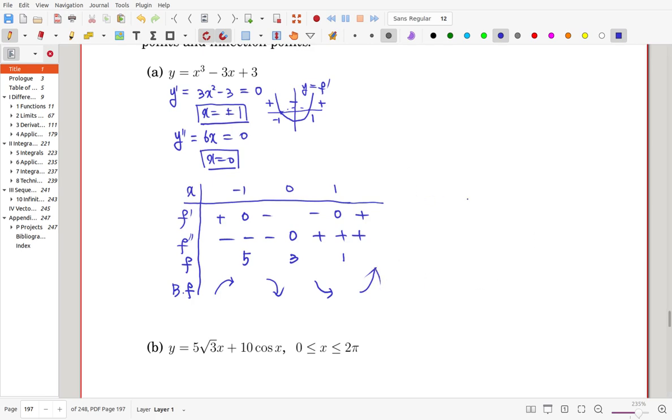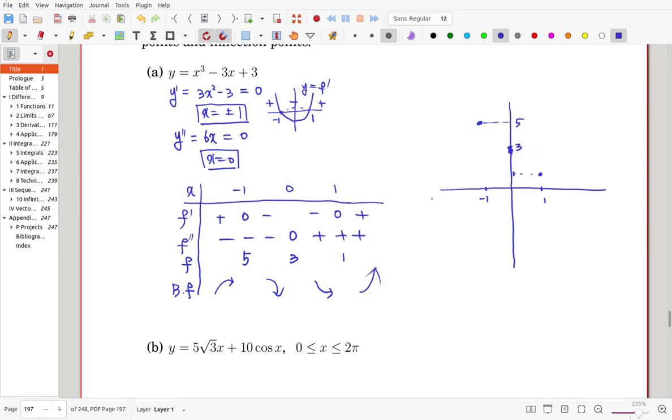Along with that information, we can now make the picture for the graph. At minus 1, the value is 5. At 0, the value is 3. Passing this point and that point, at 1, the value is 1. So it is passing these 3 points.